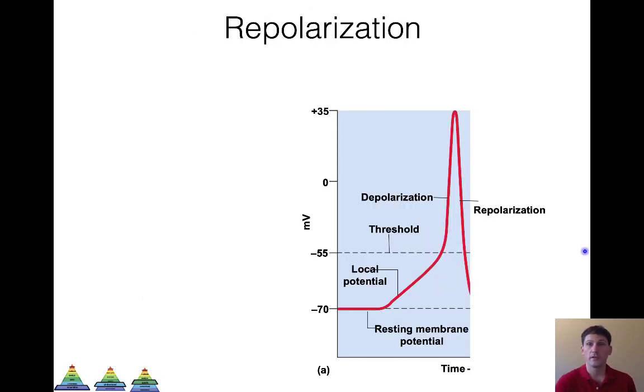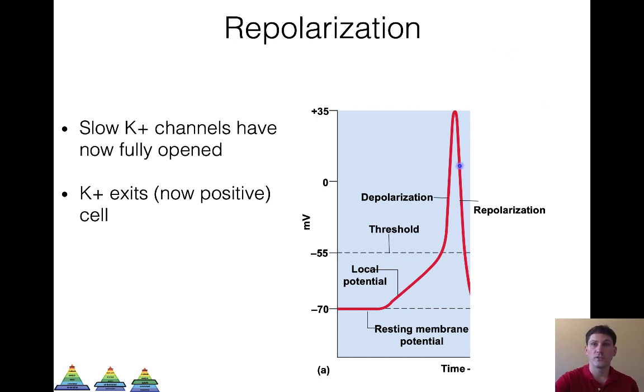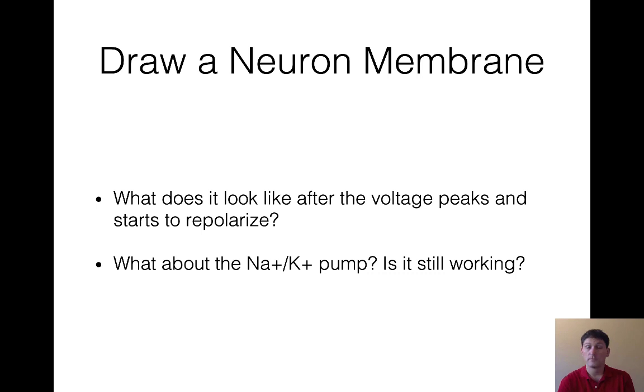Now, if we continue to look at repolarization, our potassium channels are open. So potassium is diffusing out of the cell, and that is going to return that voltage to a more negative state, and it's shifting back towards its resting membrane potential, and we call that repolarization. So now, go ahead and draw again, or add to your drawing. What does it look like after our voltage peaks and it's starting to repolarize? And don't forget, our leak channels and our sodium potassium pump are also present. So are they working?